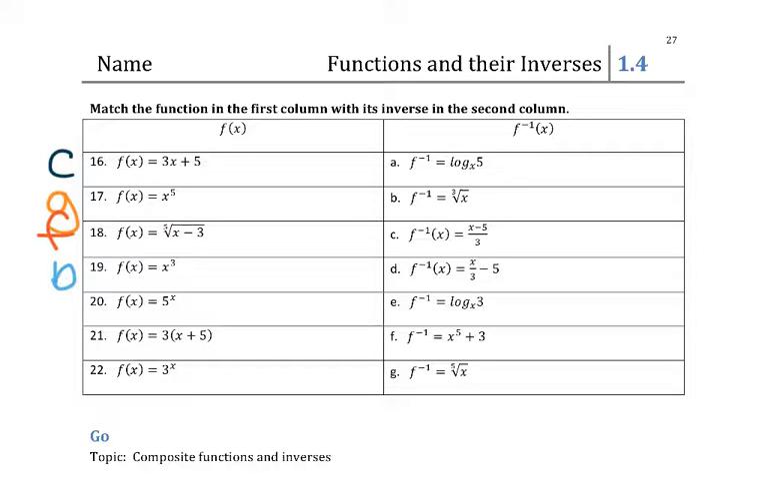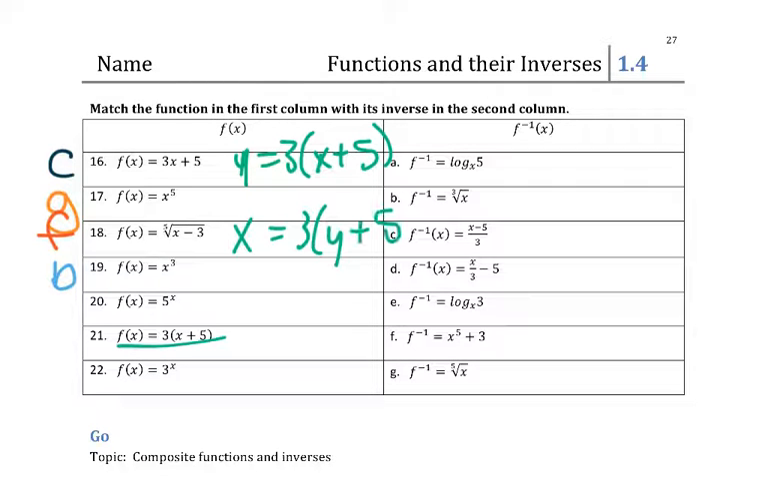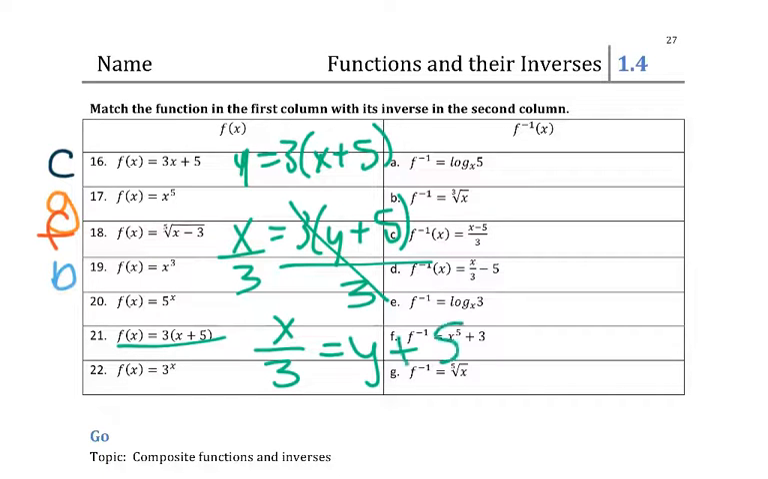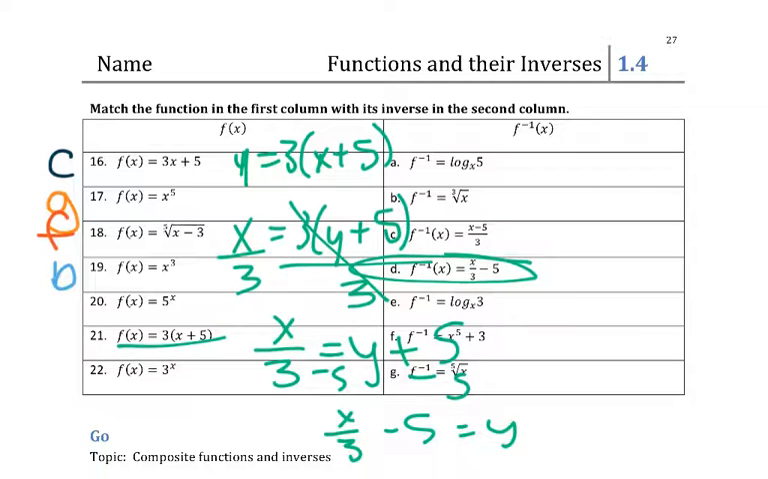So 21. So we go y equals 3 times x plus 5. So we would swap the x and the y. And then we would solve. So divide by 3. So I'd get x over 3 equals, because those would cancel, y plus 5. Subtract 5. Get x over 3 minus 5 equals y, which would be D.